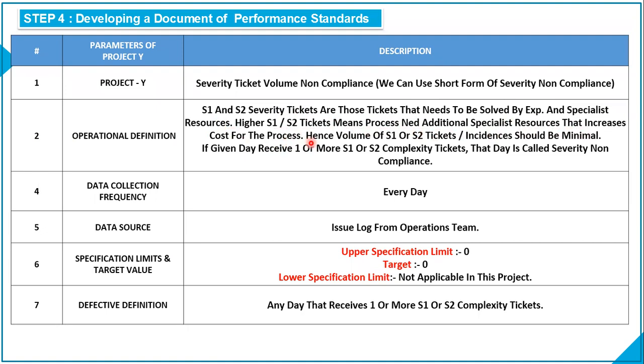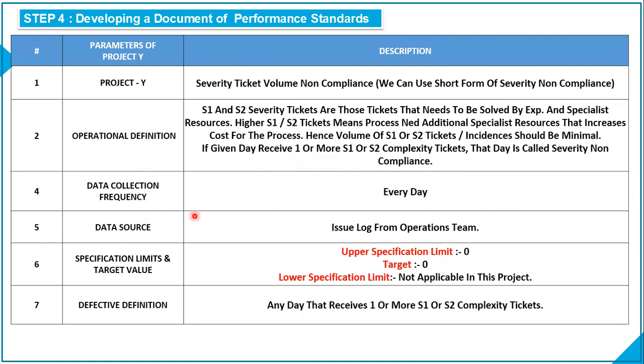So if you have more S1 or S2 tickets, then you need more specialists or experienced individuals to resolve those tickets. And when you need more experienced individuals, that will come with a cost because those are the specialists, right? So that will increase the operating cost of the process. Hence, volume of S1 or S2 tickets or incidences should be minimal. If a given day receives one or more S1 or S2 complexity tickets, that day is called severity non-compliance.